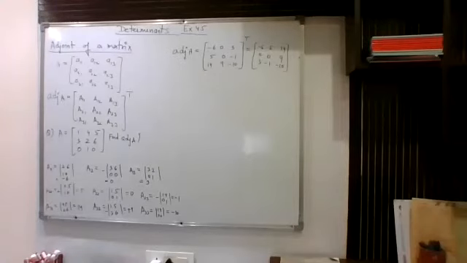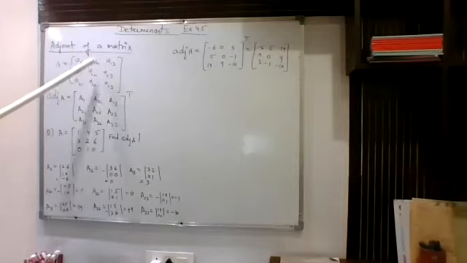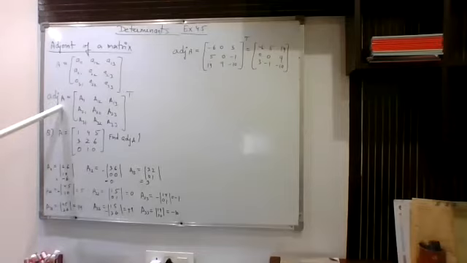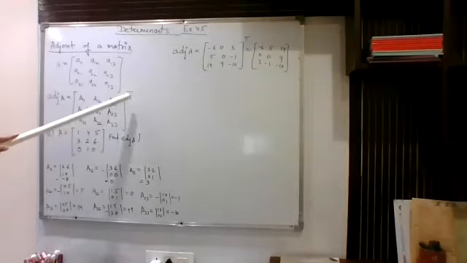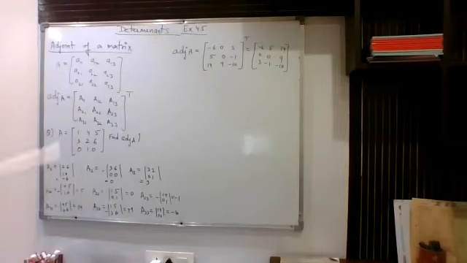Okay, so students, here in this class we are going to discuss the adjoint of a matrix. Suppose A is a 3 cross 3 matrix, then the adjoint of a matrix A is defined as the transpose of all the 9 cofactors. First of all, you have to find all the 9 cofactors, and then you will take the transpose of those.